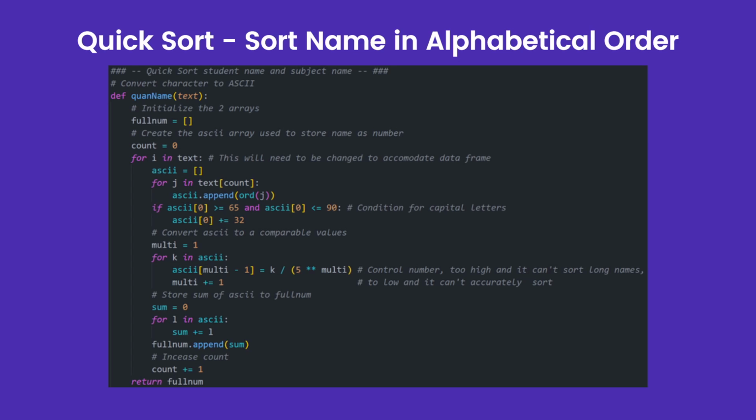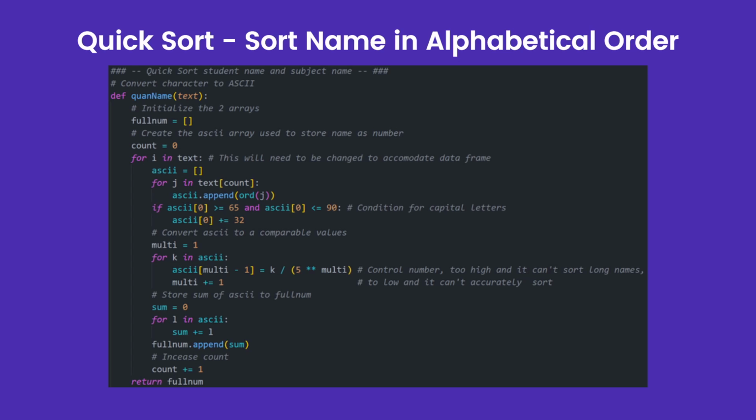First, the phoneme array is created. The purpose of this array will be explained in just a little bit. Next, a counter named count is created, and then the loop will be made with I looping through text and the array ASCII will be created. The array ASCII will be used to store each individual letter in the name as an ASCII code.